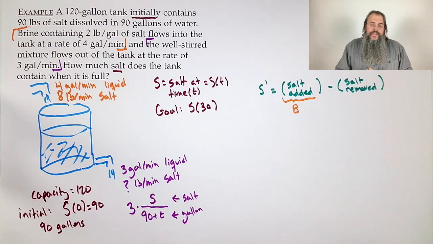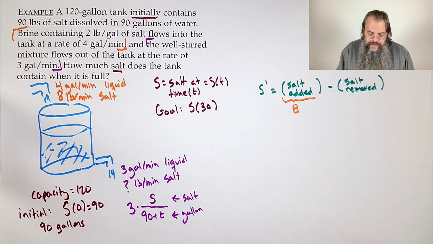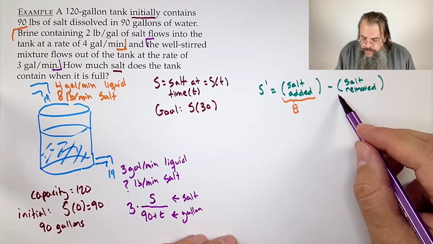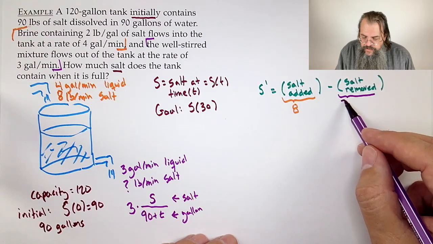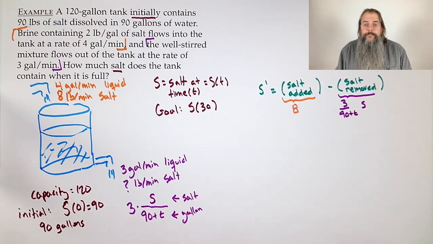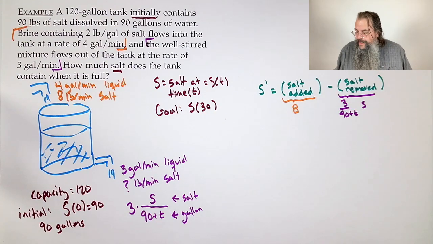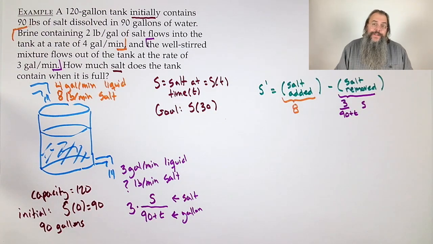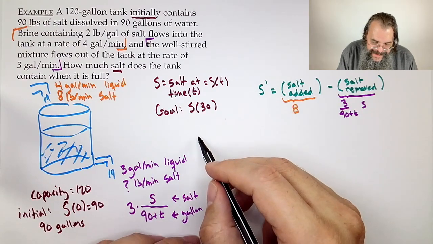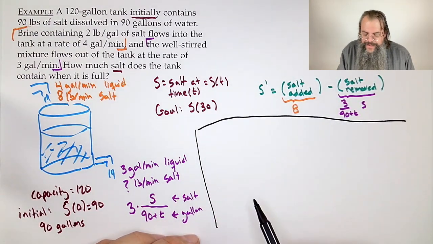Okay, great. So that is how much salt is leaving at any given time. So we say, okay, well, wonderful. So this is 3 over 90 plus t times S. And now we have our differential equation. Wonderful. Good. Hard part is done. Now we just have to solve it. Well, maybe not the hard part is done, but one of the hard parts is done.